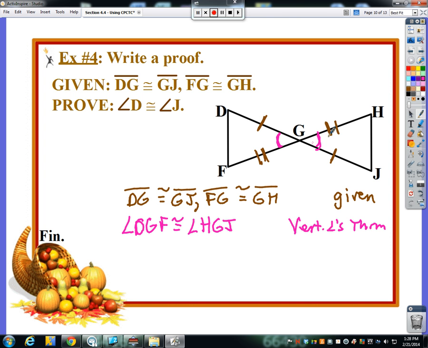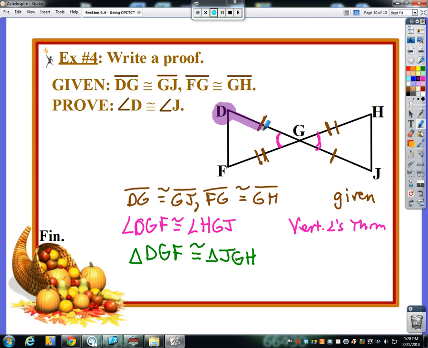And so now I notice I've got side angle side, which isn't my ultimate goal. My ultimate goal is to show that angles D and J must in fact be congruent. But I couldn't show that was true at this point. But now that I can say triangle DGF is congruent to triangle, now notice here it's not HGJ, it's got to be JGH. And you might go, why is it backwards?